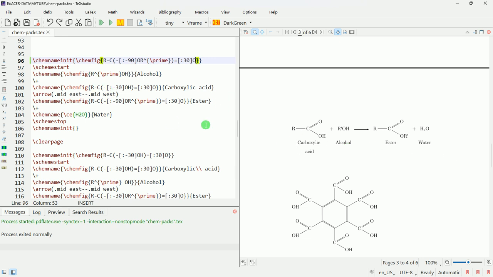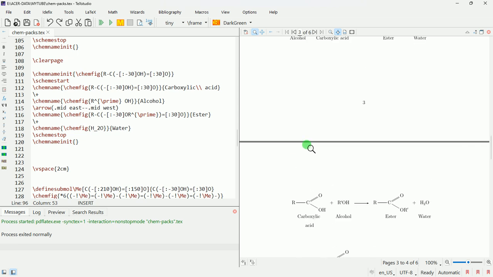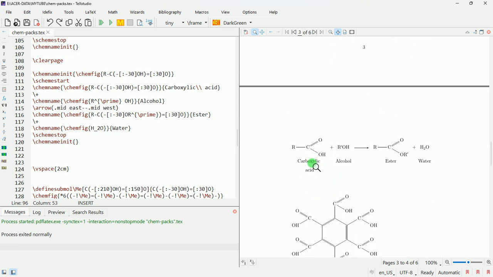And what is written here is that this carboxylic acid, you can write it in two lines. For that it's very easy, just use a double stroke like this. So it will go to this.